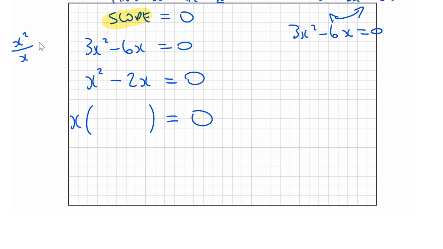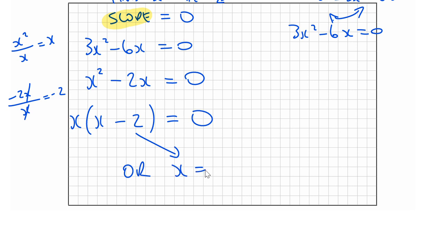X squared divided by our highest common factor is going to leave us with x. And minus 2x divided by the highest common factor is going to leave us with minus 2. Now, the easy one that people get here: what value does x have to be to give you 0 here? It has to be 2.